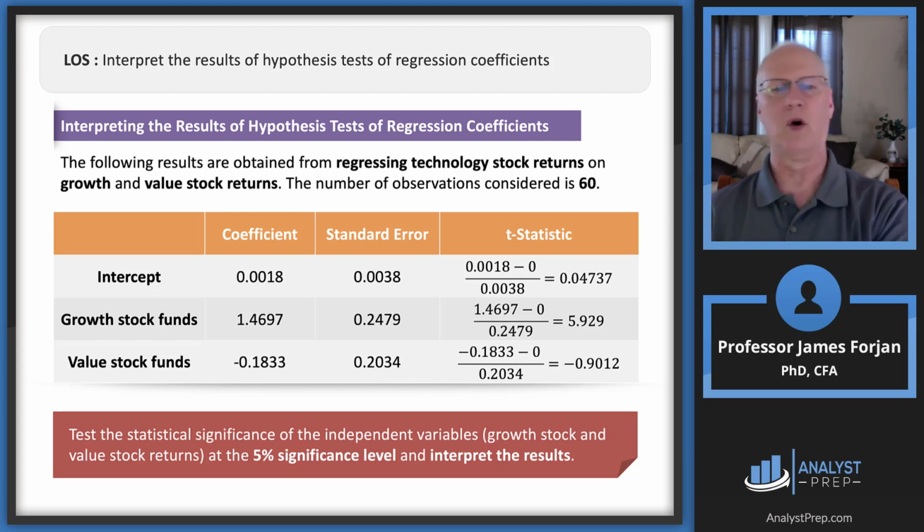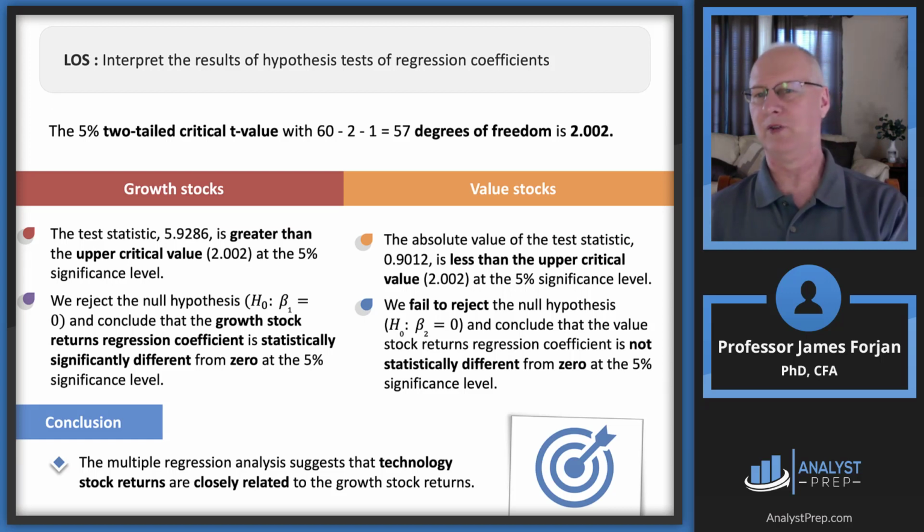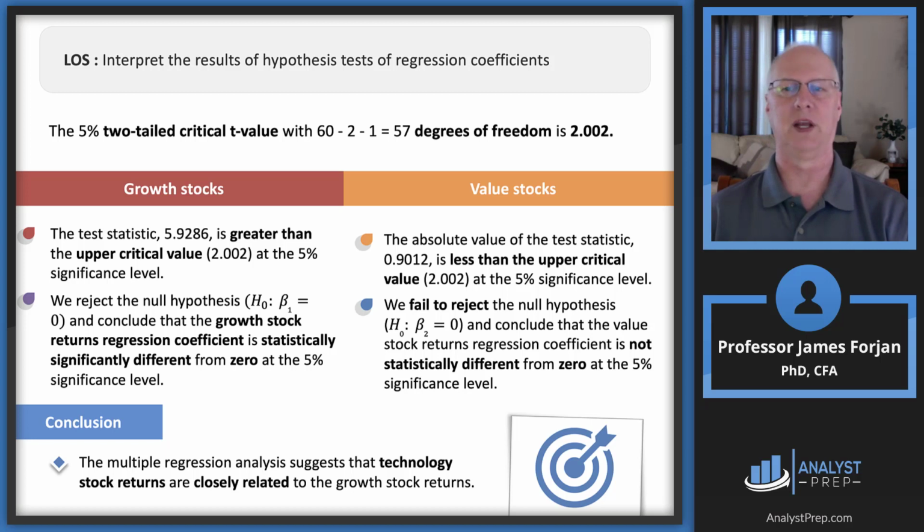So we have 0.4, there's no way that's significant. And then we get minus 0.9, there's no way that's significant for value, but then the growth stocks, we get 5.9. All right, so how do we interpret that? There's the critical value, 2.002. There it is. Once again, it's around 2.